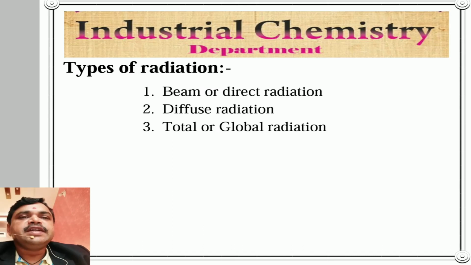Number two is diffuse radiation. Radiation received at the Earth's surface from all parts of the sky hemisphere after being subjected to scattering in the atmosphere is called diffuse radiation. And number three is total or global radiation. The sum of beam radiation and diffuse radiation is called total radiation. So, the sum of number 1 and 2 is known as total radiation.